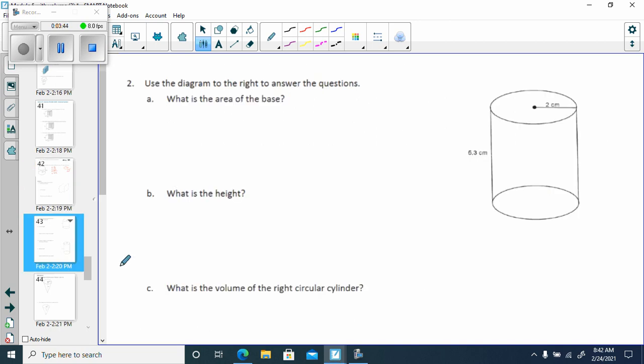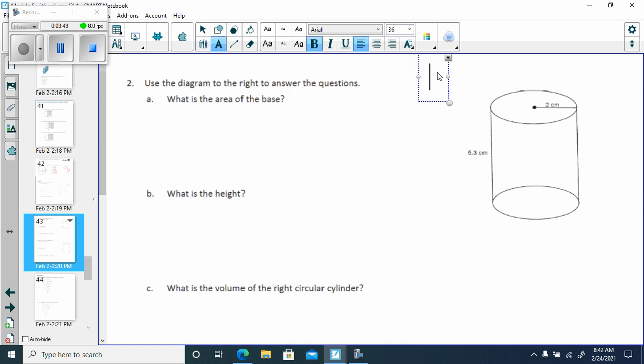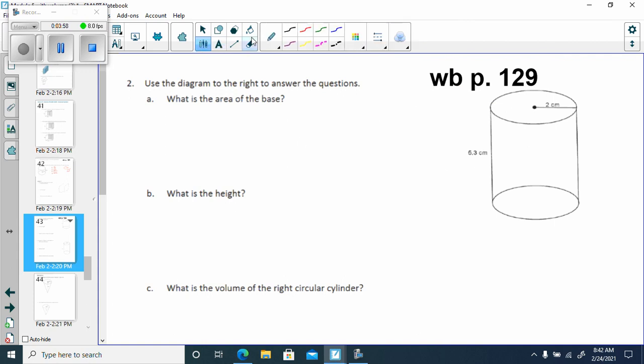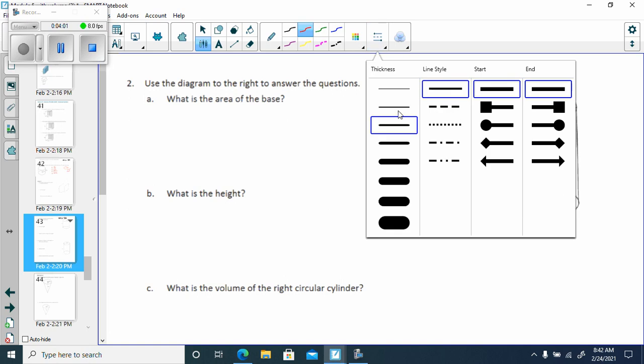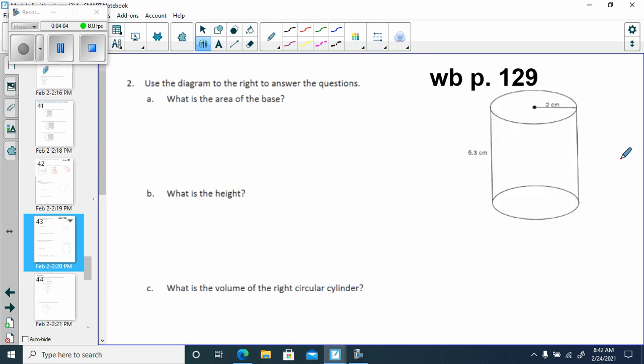Okay, let's look at some more cylinders. This is on page 129, workbook page 129. Now, on this first one, we will do the area of the base thing, but then after that, we're just going to use the regular formula for the volume of a cylinder. They're working with this formula. They're saying the volume is equal to the area of the base times the height. Well, our base, our top and our bottom, is a circle. The area of a circle, the big B, is equal to pi times radius squared.